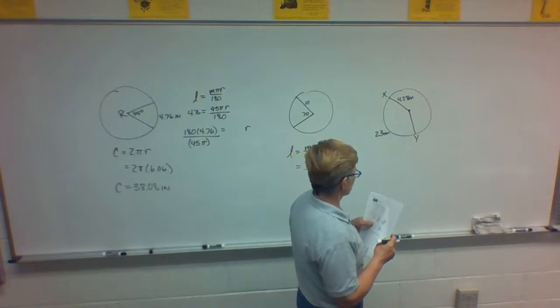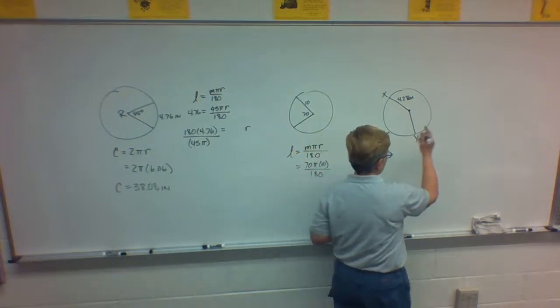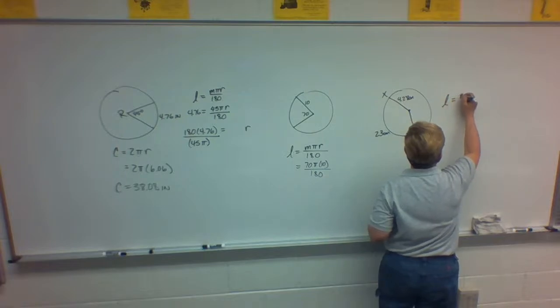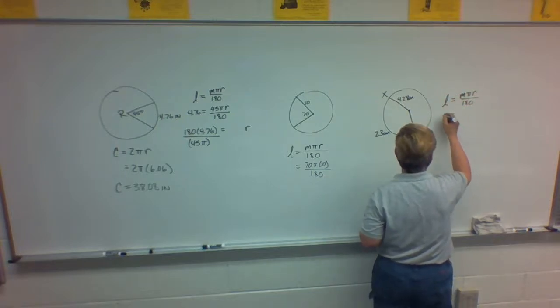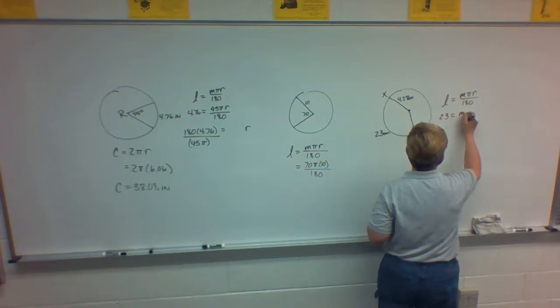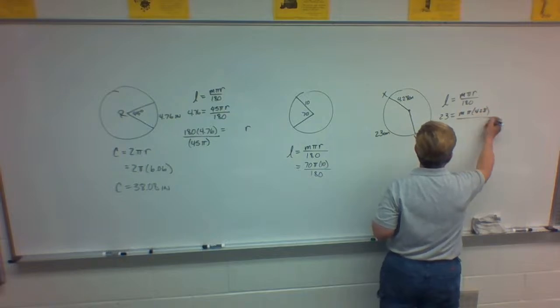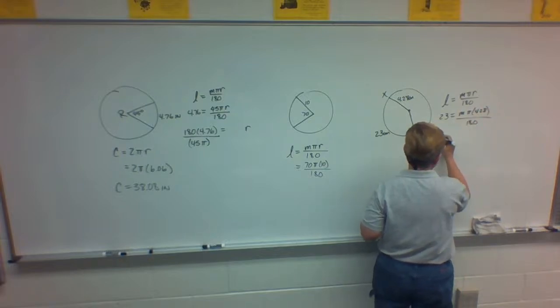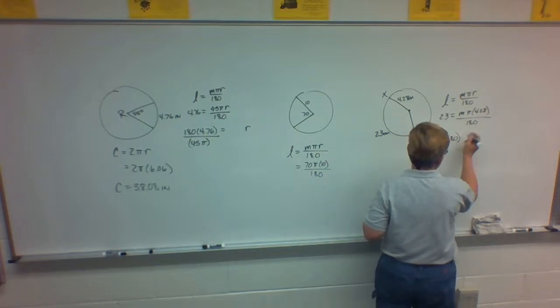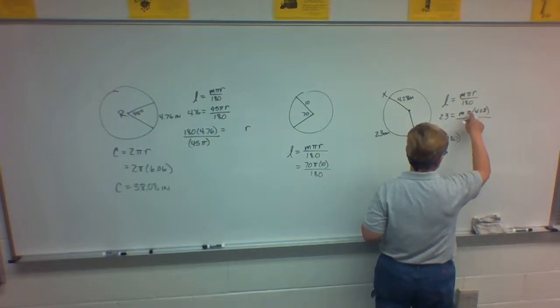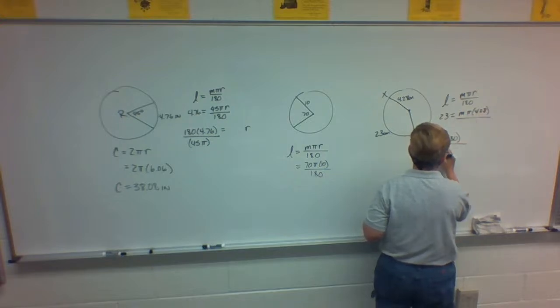Okay, so looks like we've got arc length again. So we have L equals m pi r over 180, and we put in what we can. We know L is 23. We don't know what m is, that's what they asked us to find, and we know that r is 4.28 over 180. Cross multiply. 23 times 180. Then you got to divide by 4.28 pi. And that will leave you with m.